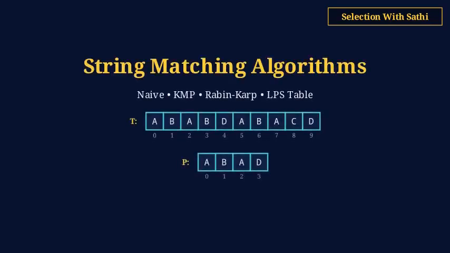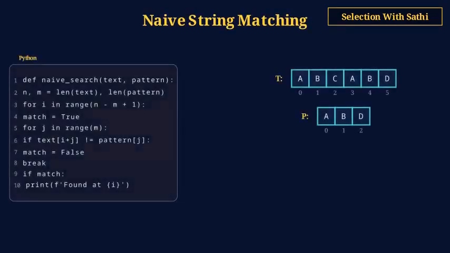Today we cover string matching algorithms, focusing on the KMP algorithm. We will start with the naive approach, then build up to KMP with its failure function and LPS array. We will also briefly cover Rabin-Karp as a bonus. String matching is a very important topic for GATE CSE and coding interviews. Let us begin. Let us start with the naive string matching algorithm.